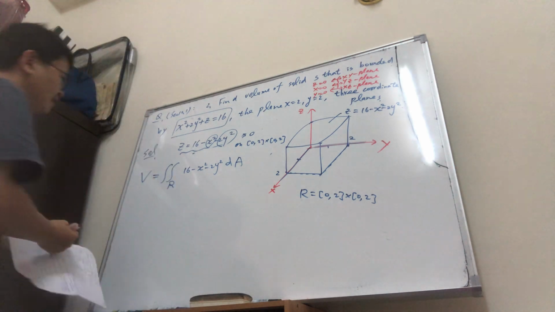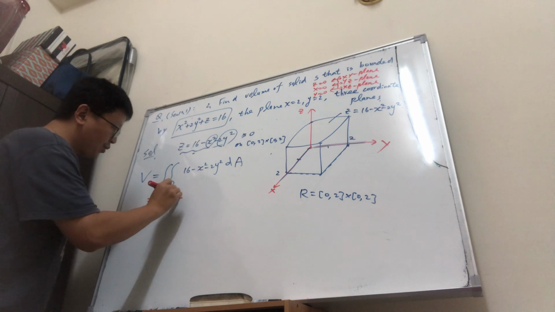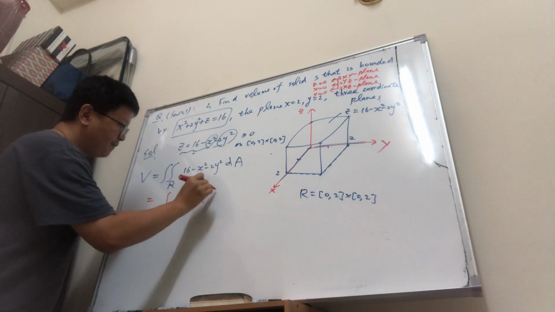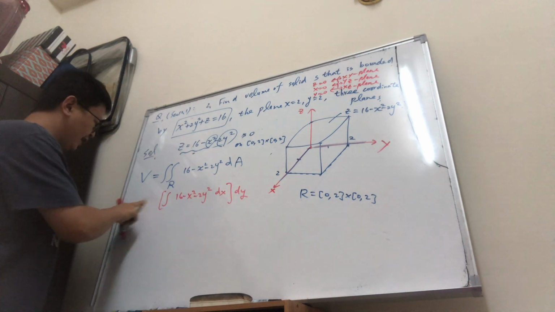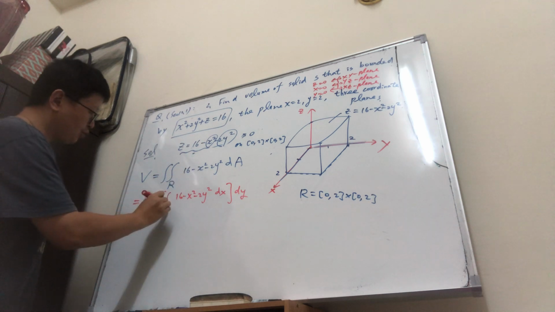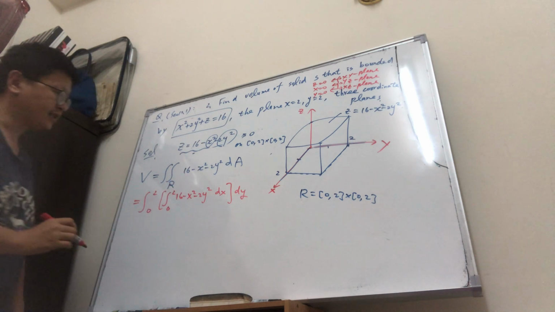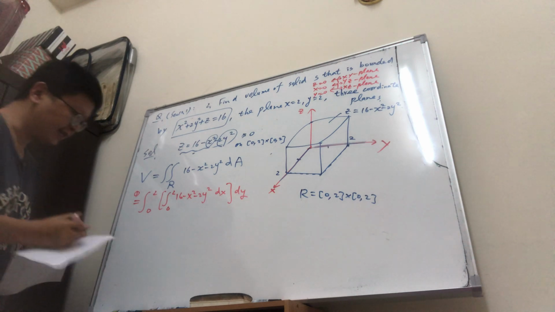But as we say, by Fubini, we know that it's equal to, we integrate by x firstly, and after that integrate by y. So x is from 0 to 2, y is from 0 to 2. So this one, we integrate by x firstly, and after that integrate by y.